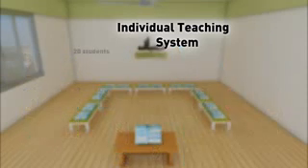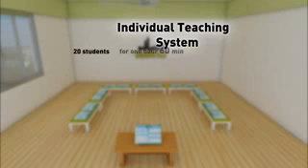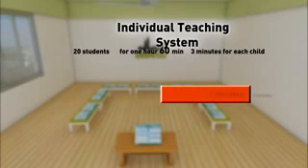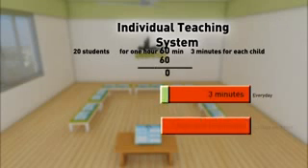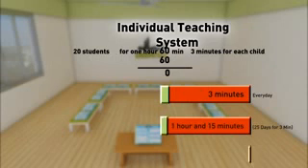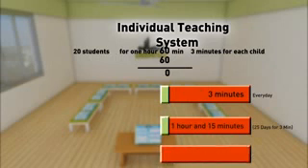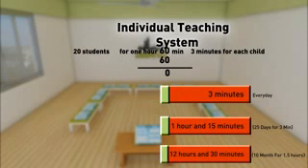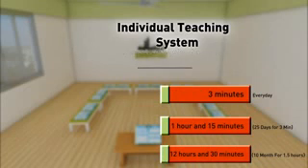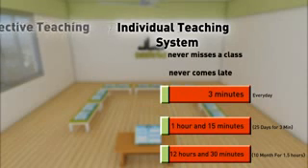Thus, if there are 20 students in a 1-hour class, each child will only receive 3 minutes of the teacher's individual attention daily. This means that each child receives a mere 1 hour and 15 minutes a month, and 12 hours and 30 minutes in an entire year. This calculation is, however, valid only if the child never misses a class and never comes late.